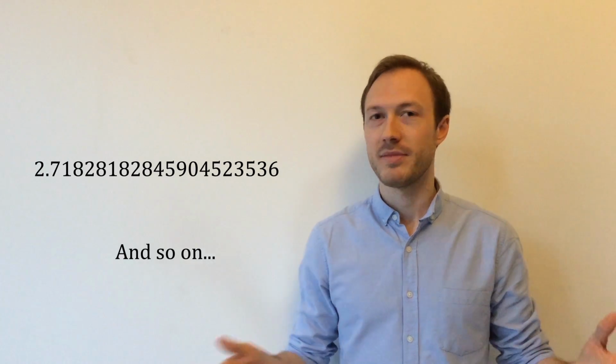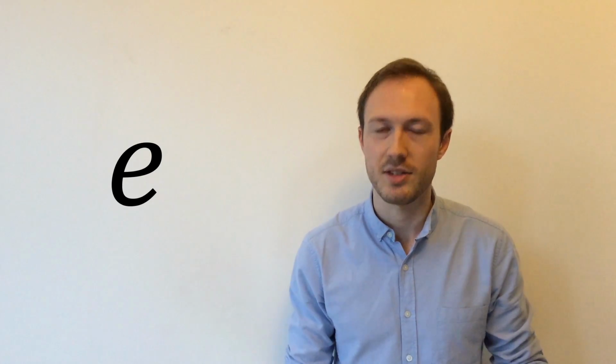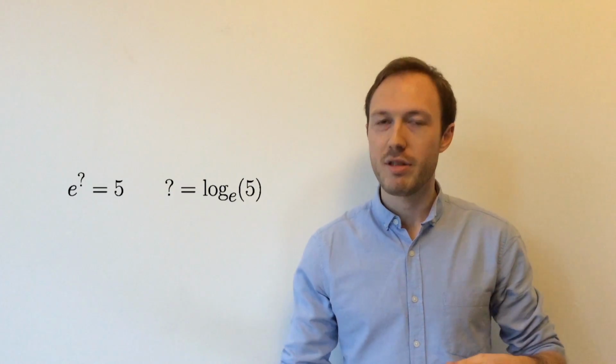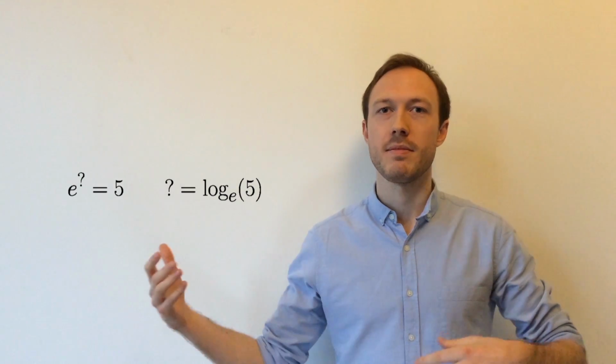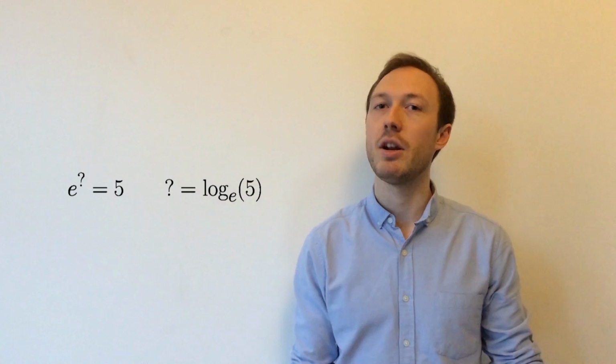2.718281828459045 and so on is a number known as e. It's a very important constant in mathematics. So the logarithm to base e of 5 is what we need to raise e by in order to get 5. Now imagine a smooth, continuous way of adding up these numbers from before.